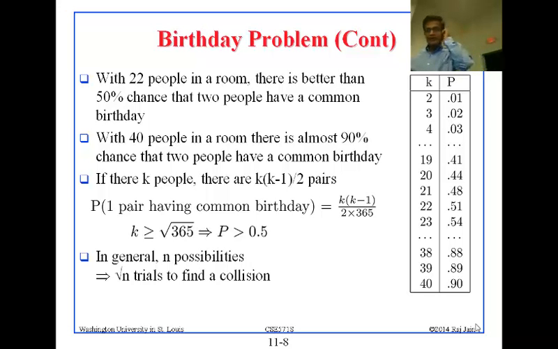It turns out that no common day is actually very small. The collision is very common. So, if there are two people, the probability that they will have a common birthday is very small, 0.01. But if you have 40 people, there is a 90% chance that two people will have the same birthday. In this room, we have 18 people, so we are somewhere around a 40% chance that two people will have the same birthday.